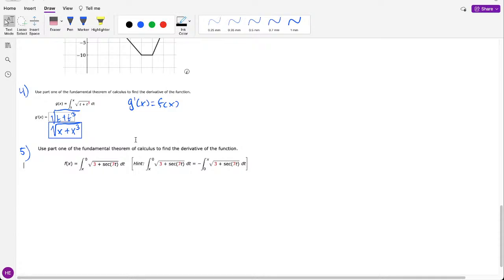And then this is our hint here. It's saying that the same function is equal to the negative integral. How does that make any sense? Okay. Man, why am I suddenly tired?